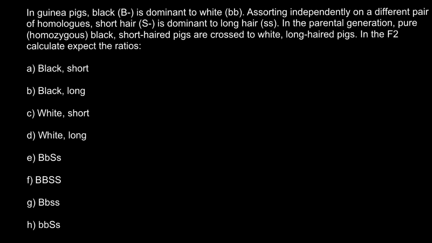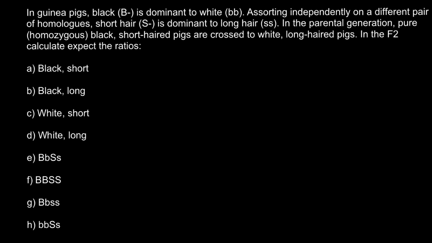s. In the parental generation, pure homozygous black short-haired pigs are crossed to white long-haired pigs. In the F2 generation, calculate expected ratios. And here, what we have to calculate, and if you know how to do it, you may stop the video here, try to solve this problem on your own first, and when you are ready, you can run the video again and compare your answers with my answers and explanations.